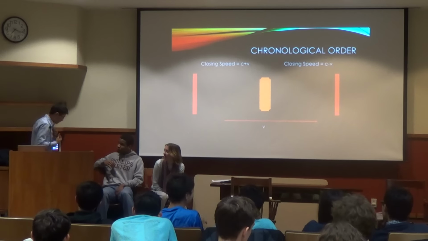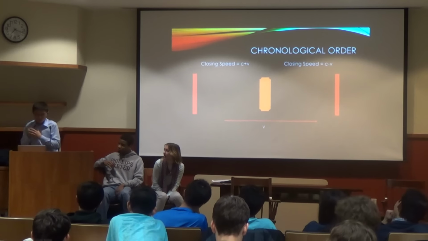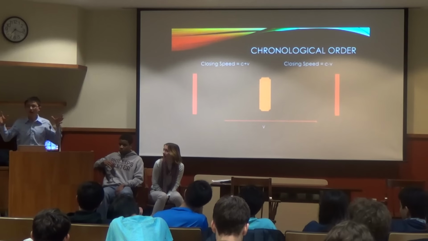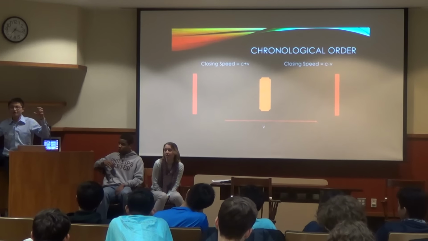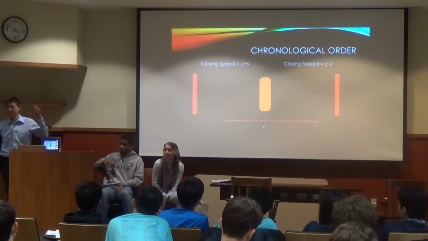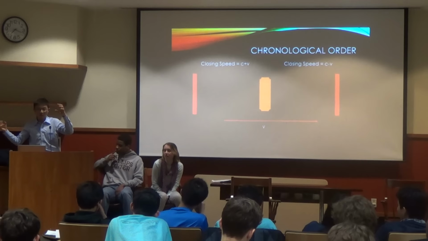Because the two things I'm talking about are causally connected, because I'm literally going from here to make this event happen. But if two events are not causally connected, meaning one event doesn't cause the other, then these two events can have some strange chronological order, where from some person's perspective, event A happened before B, and from another person's perspective, B happened before A.